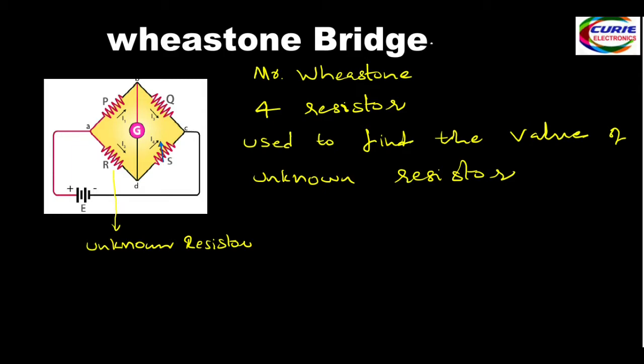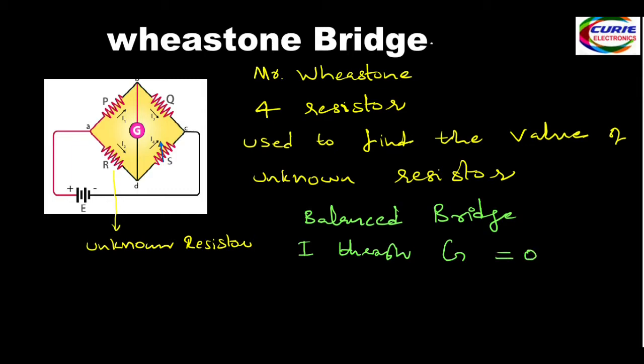When the bridge is there, there is something called balancing of the bridge. Balanced bridge. When this bridge gets balanced, the current through that, that is I through G, that is the galvanometer, equals 0. Then we can say the bridge is balanced. Then using the Wheatstone formula, we can easily calculate the value of the unknown resistor.